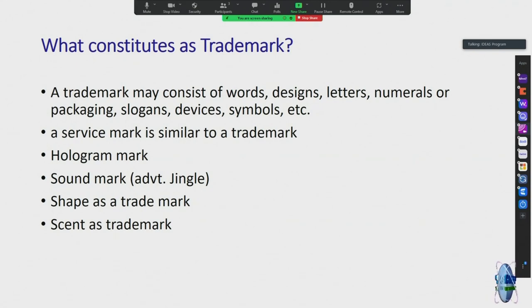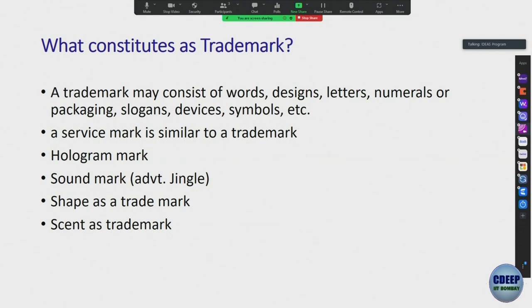What constitutes a trademark? It may consist of words, certain design, some letters, numerals, or a packaging, some slogan, some devices, symbols, etc. We will see each of those examples. And there is a service mark. What is a service mark? Service mark is nothing but a trademark which is applied to a service. India Post runs a courier service. They call it Speed Post. So, Speed Post is a service mark. American Express has a money transfer scheme. They call it MoneyGram. So, MoneyGram is a service mark.